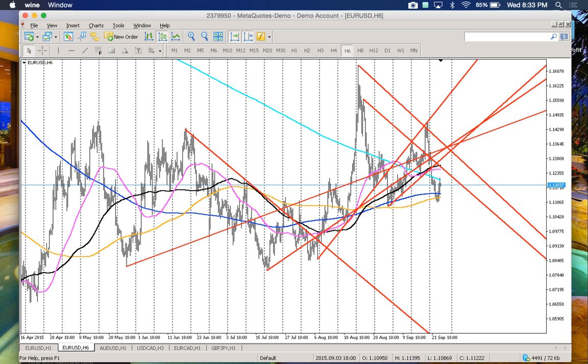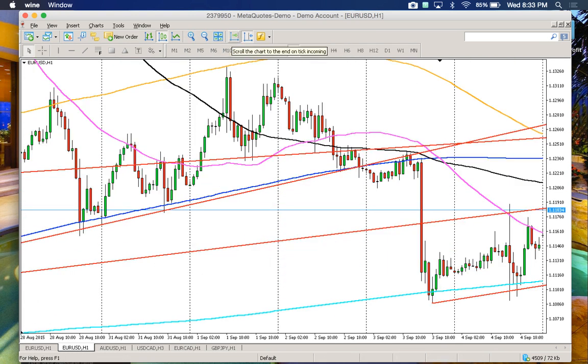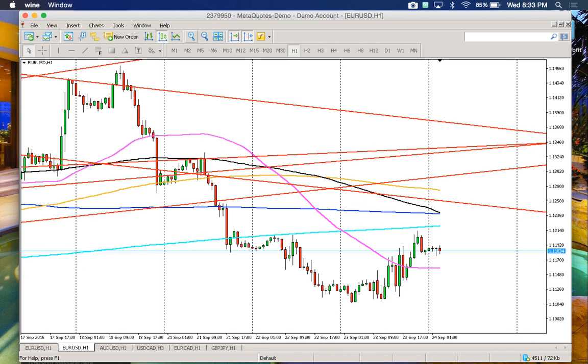Eventually, this trend line becomes resistance as it coasts right upon this. Then it becomes support once again. Support once again, and then it breaks out. That's on the H6 where I drew that. So when I go to the H1, you're going to see how that respects the market.